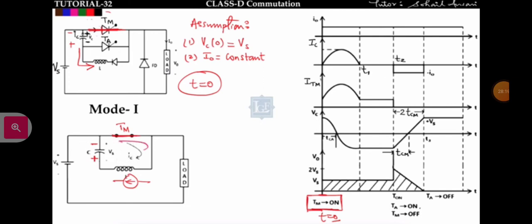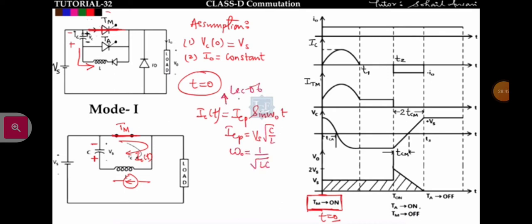If I ask you what is the capacitor current IC of t, this is a discharging LC circuit, right? IC of t will be ICP sin omega naught t, where ICP is equal to Vs times square root of C by L and omega naught is equal to 1 by square root of LC. All these things I have explained in lecture number 6. In the discharging LC circuit, the capacitor current is ICP sin omega naught t. So the capacitor current after t equal to 0 will be ICP sin omega naught t, like this. This is the capacitor current.